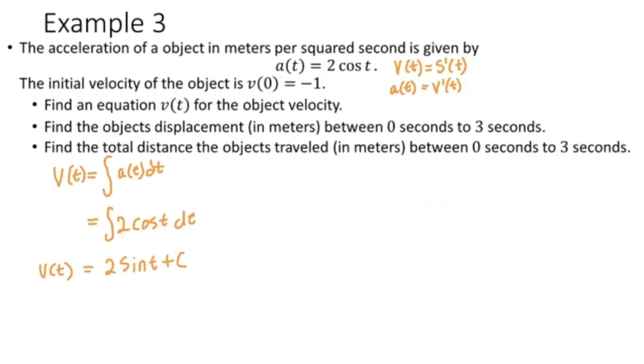The 2 sine of t plus c is the general form of the antiderivative of 2 cosine of t. However, a particle can only have one velocity at any given moment. So we don't want every antiderivative. We just want one specific antiderivative of our acceleration to use as our velocity function.